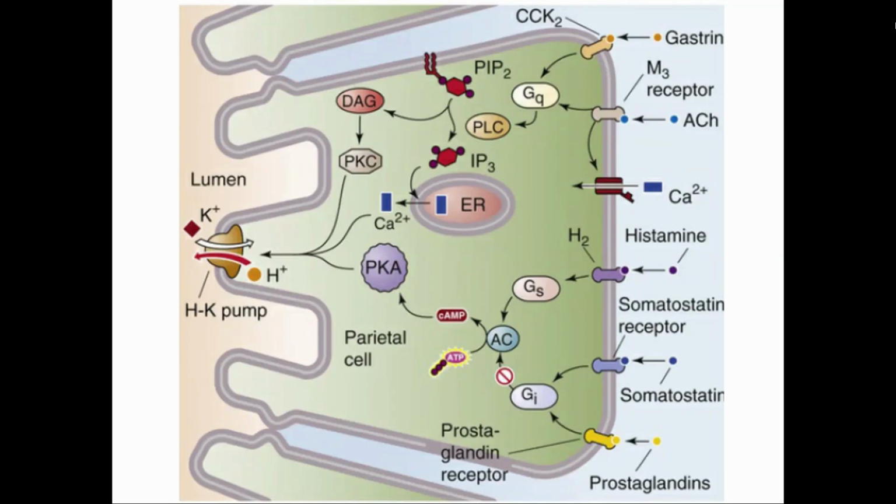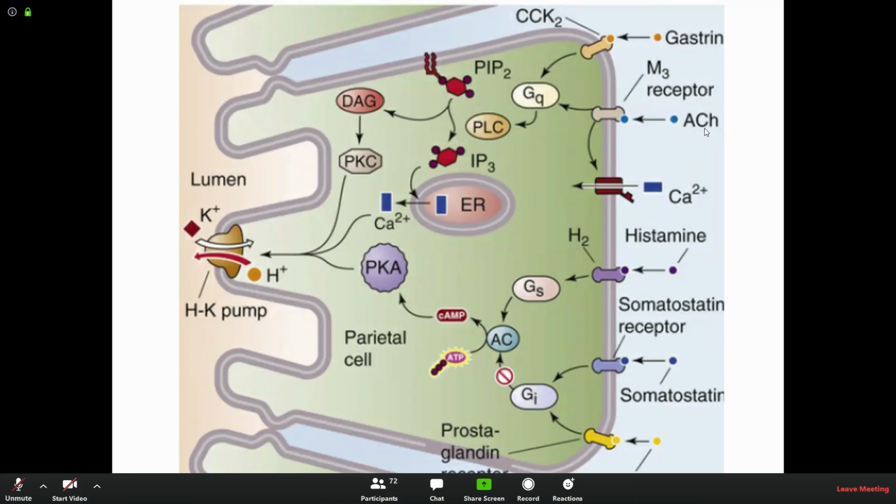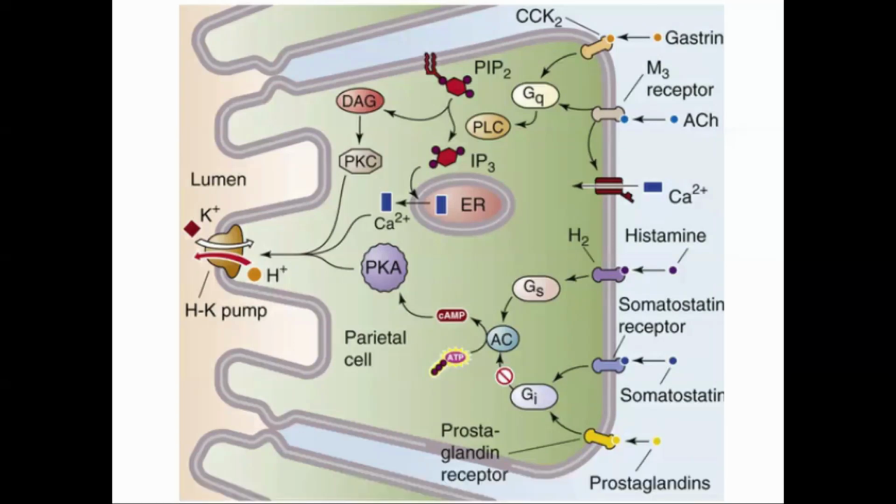Among these three, gastrin, acetylcholine, and histamine, histamine has the most potent effect. Just remember this: histamine has the most potent effect on secretion of HCl from the parietal cell. Though all of them cause secretion of HCl from the parietal cell.